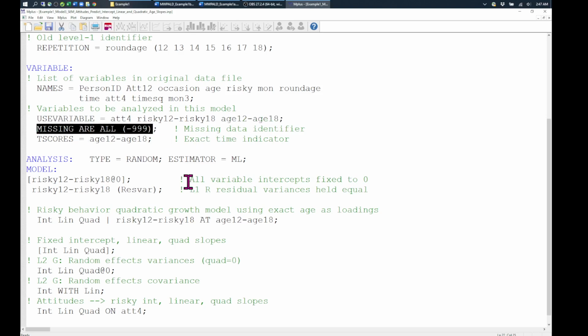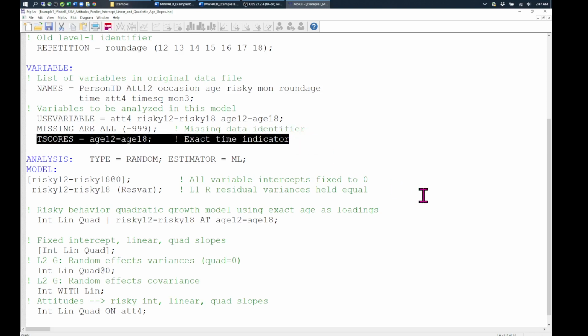Identifying my missing data code, and then this is the thing that I can't find in R, t-scores. I looked for it and I couldn't find it, and I asked everybody that I knew that I thought should know, and they didn't know about it, so I have to conclude it doesn't exist. Internet, prove me wrong.